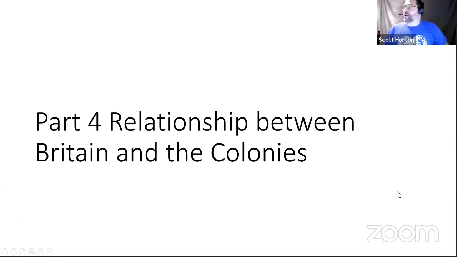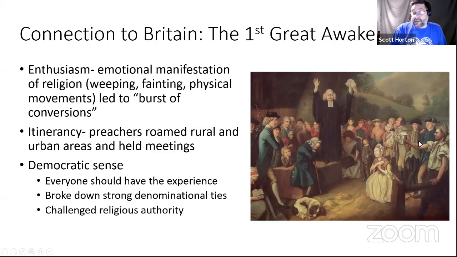So, okay, part 4, relationship between Britain and the colonies. We're going to look at the ways that the British colonies were tied more tightly to England during this period, and the roots of how that relationship begins to change. So connection to Britain, the first example, is the First Great Awakening. This is the religious revival that takes place starting in the 1730s or so. It is a period of religious enthusiasm.